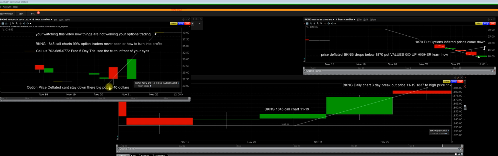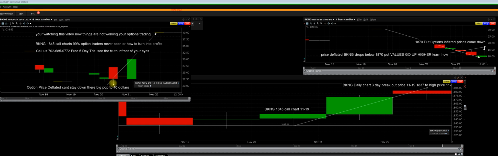Making a market is using the call charts and the put charts to define the inflated and deflated mathematical imbalances in the exact strike prices. I clearly show right here a 3-day breakout on BKNG, price 1837.01, breaks out right up here to 1884. Okay, and when that deflated call chart was down there, that's a $40 move in 3 days in those options.